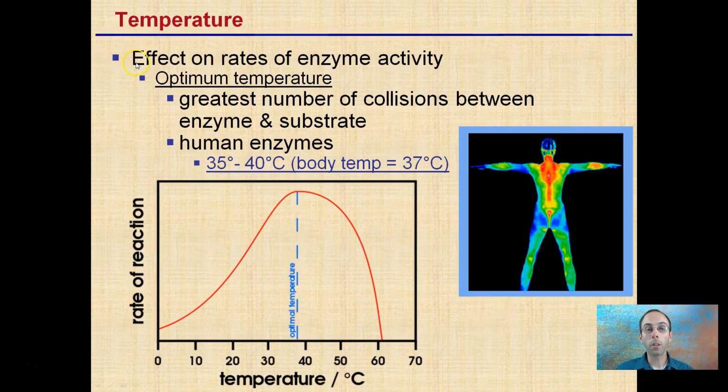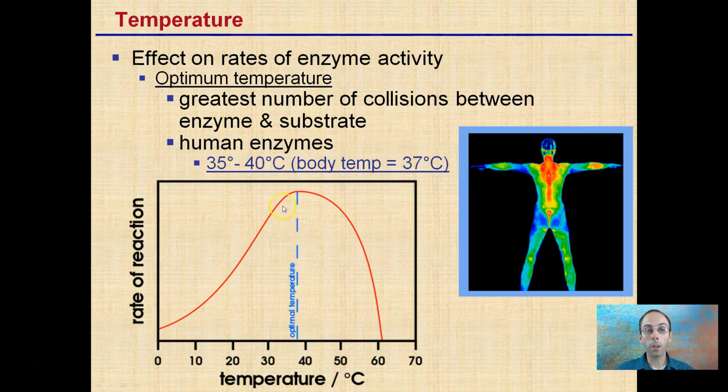Temperature. Temperature affects the rates of enzyme activity. There's an optimum temperature. The optimum temperature is the greatest number of collisions between the enzyme and the substrate. For the human body, our body temp's about 37 degrees Celsius. This is typically the optimum temperature of our enzymes. We'll notice here the rate of reaction. As that temperature gets colder, we see that the rate of reaction decreases.